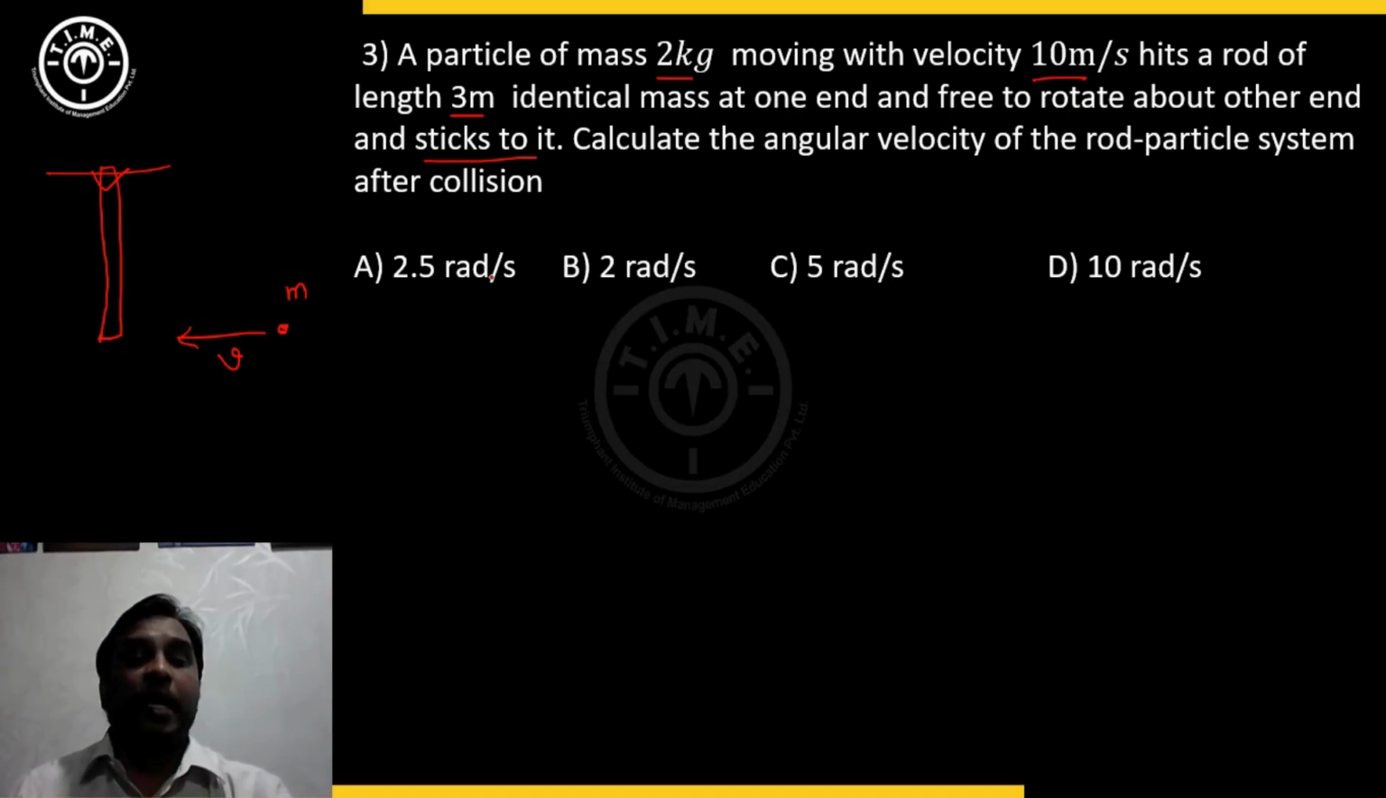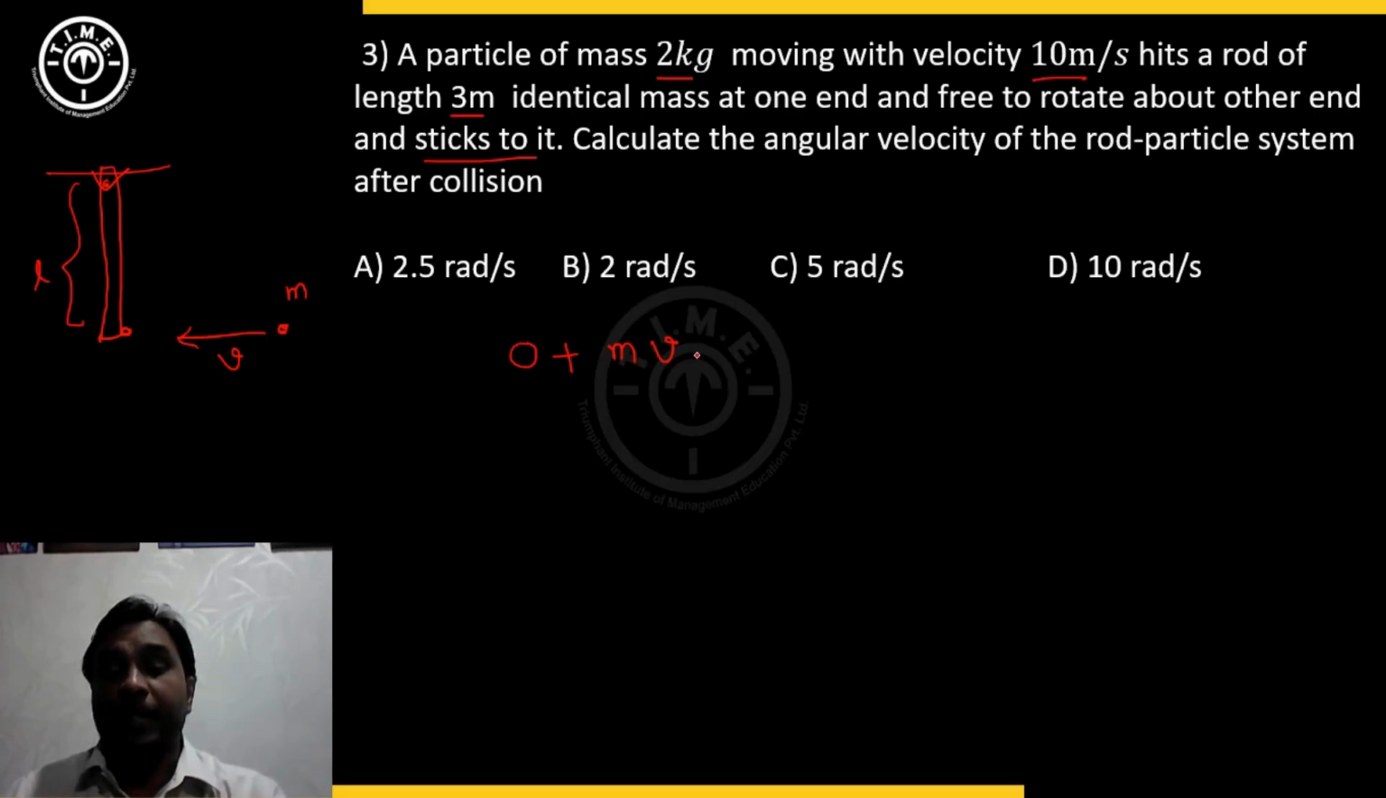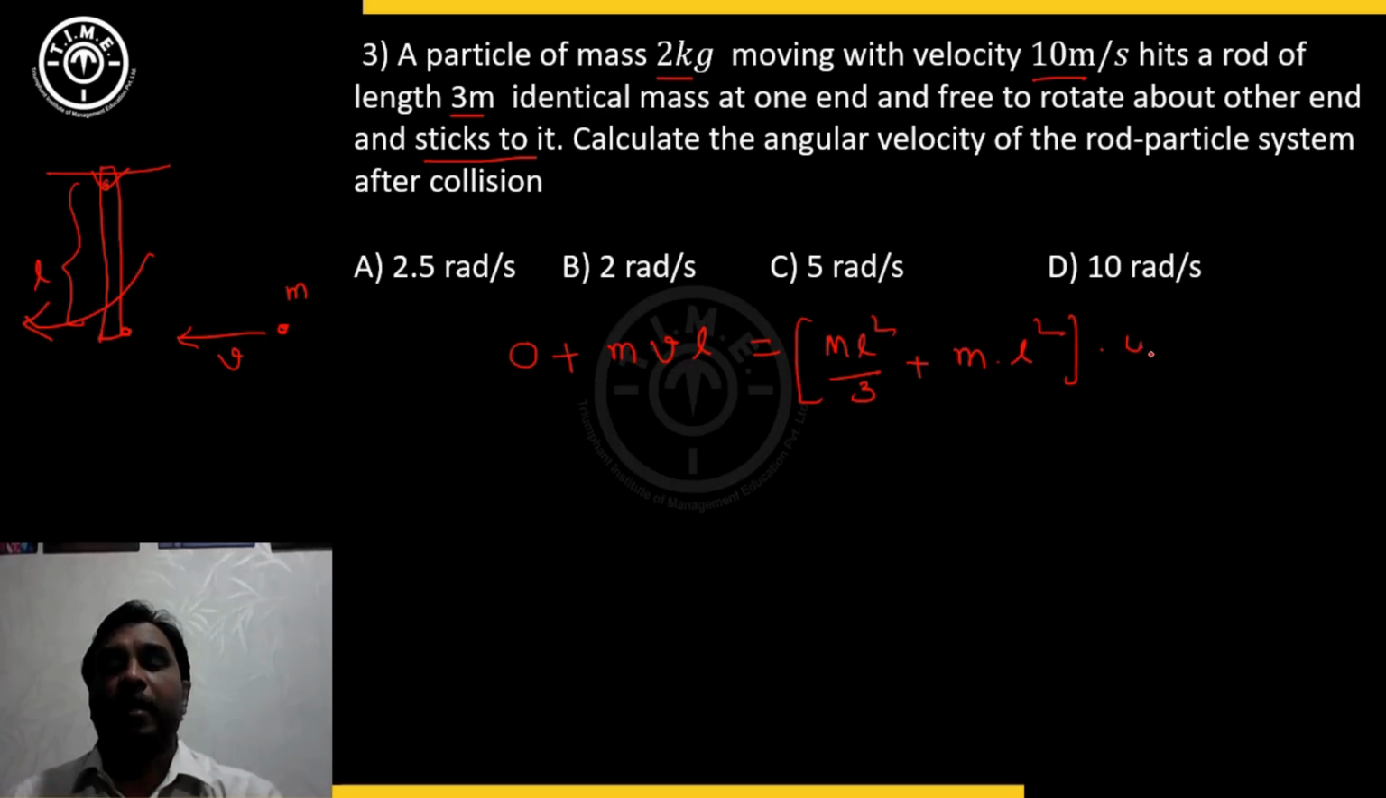So you can conserve the angular momentum because there is no external torque. Before collision, the rod is at rest, so angular momentum is 0. The particle of mass m moving with velocity v collides with the rod at one end. From the fixed point or axis of rotation, it is at a distance L, so the perpendicular distance is L: mvL. After the collision they move together. The moment of inertia of the rod is ml square by 3, and of the particle is m times l square, and both move together with an angular velocity omega.